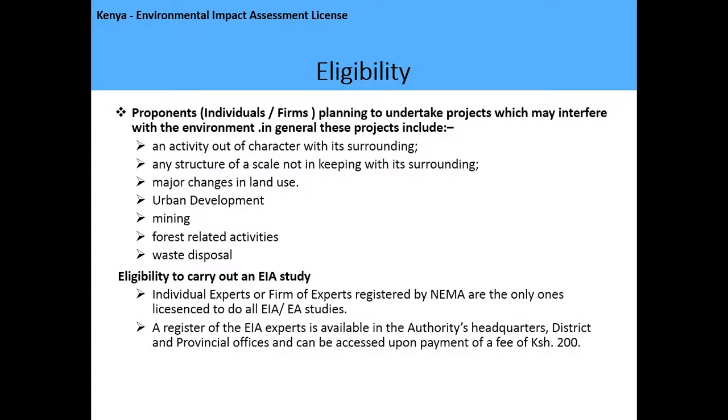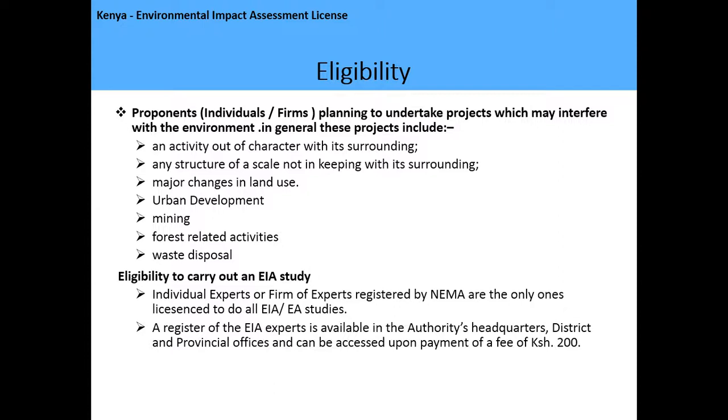The eligibility criteria. Proponents, either individuals or firms, planning to undertake projects which may interfere with the environment are eligible to apply for the environmental impact assessment license. In general, these projects include an activity out of character with the surrounding, any structure of a scale not in keeping with its surrounding, major changes in land use, urban development, mining, forest-related activities, and waste disposal.